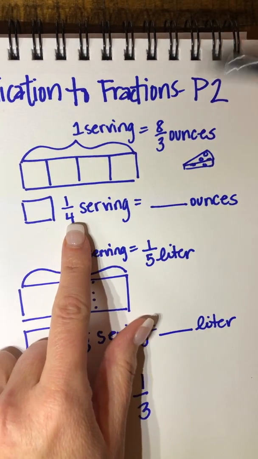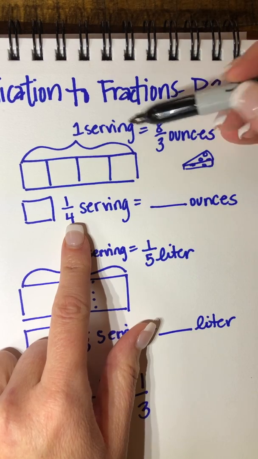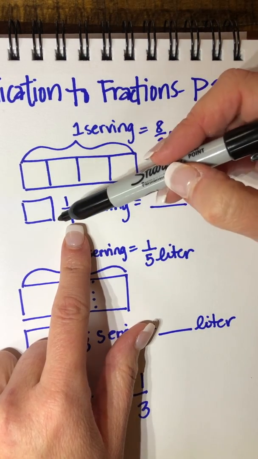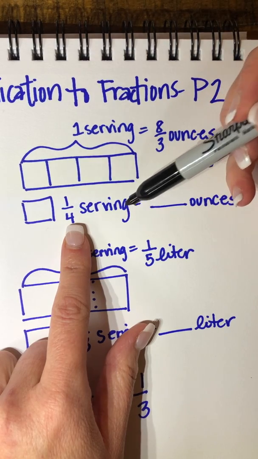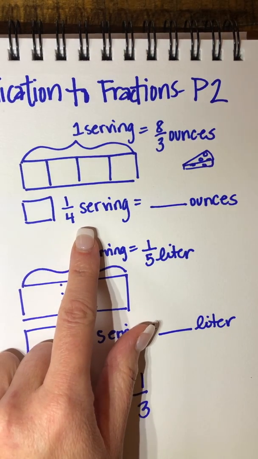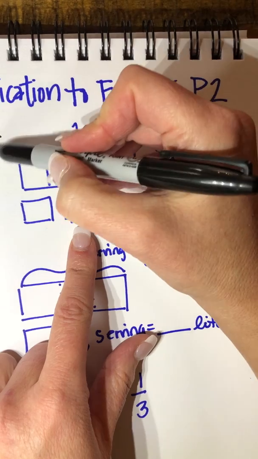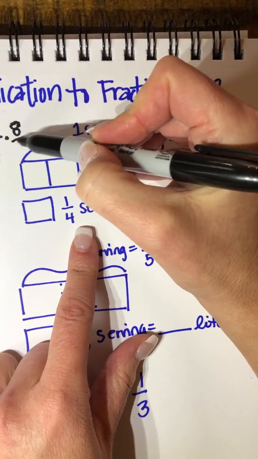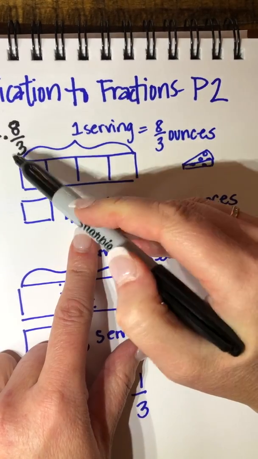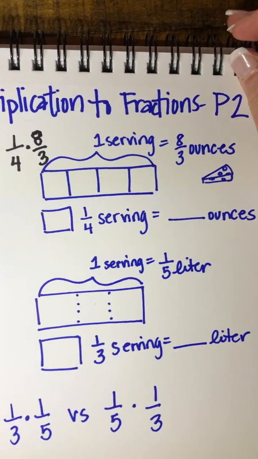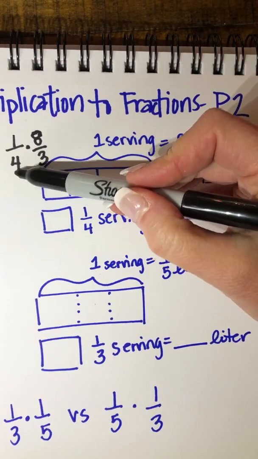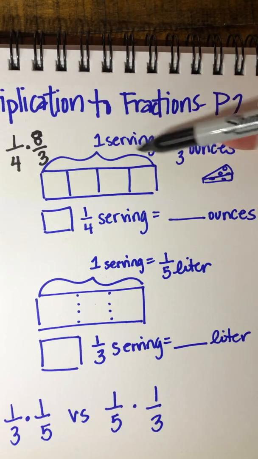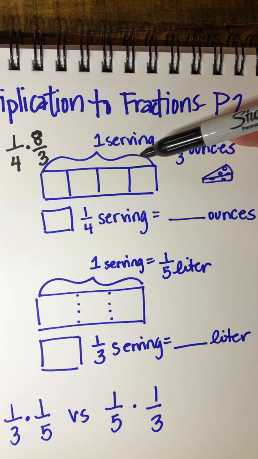All right, so now let's talk about looking at a fraction multiplied by a fraction. In this case, we're looking at cheese, and our serving size is 8/3 ounces. And we're looking at how many ounces are in a fourth of a serving. So I'm going to write our problem over here because we're finding a fourth of 8/3. And a fourth is our number of groups, and our 8/3 is the size of one of our groups.